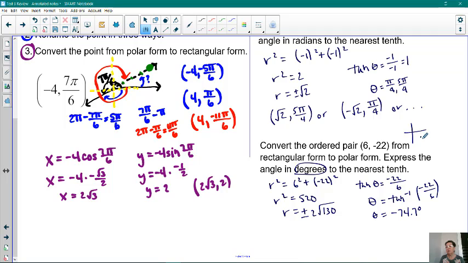All right, so let's think about (6, -22). (6, -22) puts me down here in quadrant 4. I want to think about my angle, -74.7 degrees. That's in quadrant 4. So I want to go toward that angle. I will choose my positive r value: (2 square root of 130, -74.7 degrees). Or many other options. You might want to think back to how we renamed these polar coordinates previously.